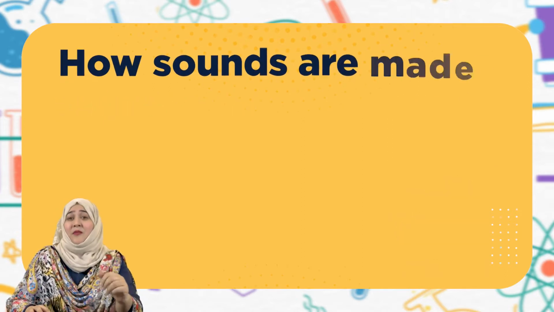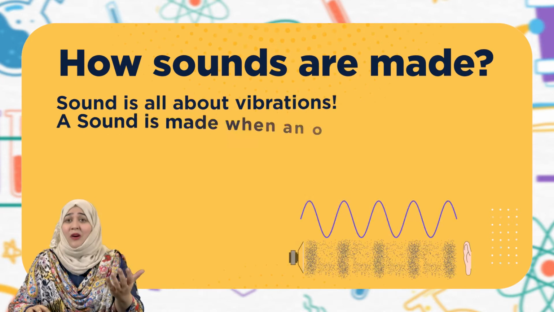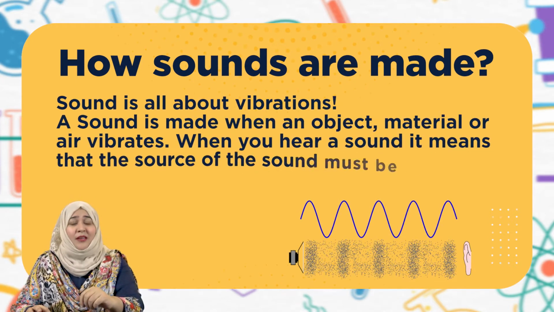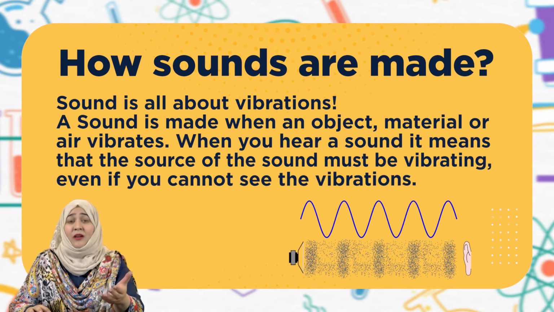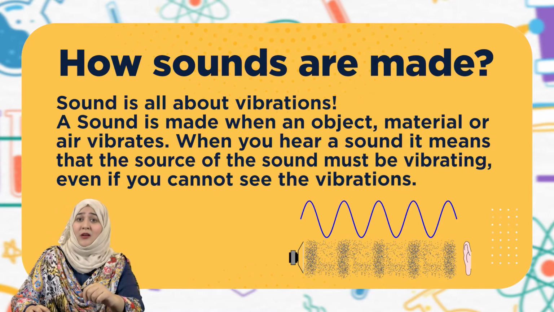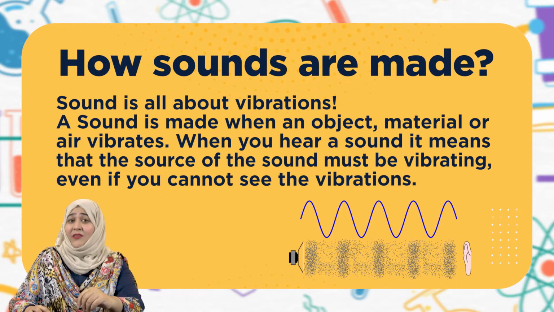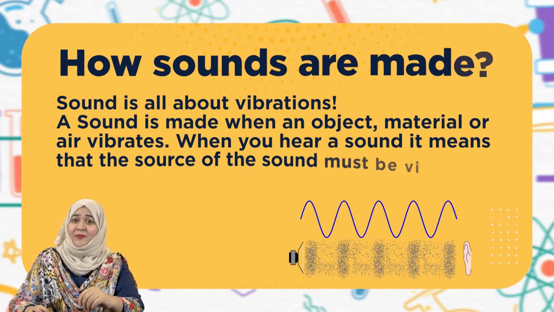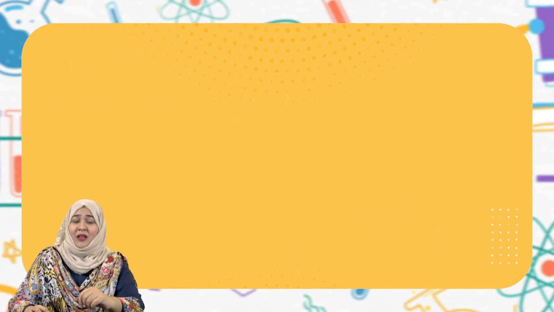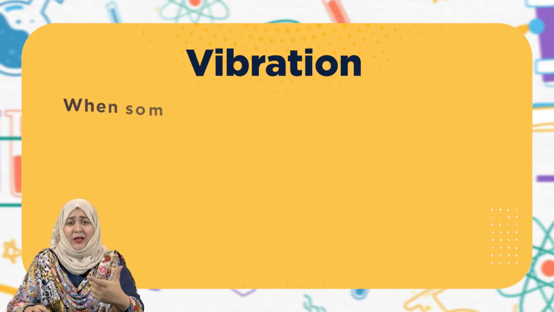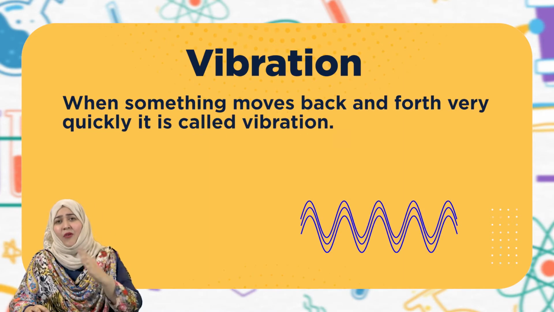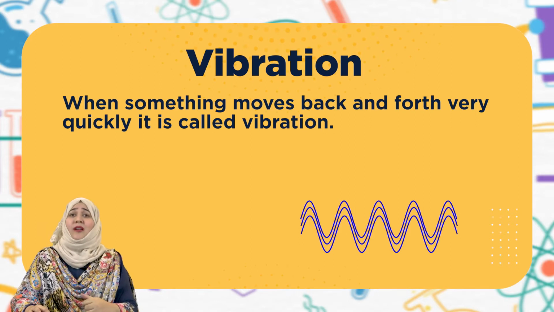Let us see how sounds are made. Sound is all about vibrations. A sound is made when an object, material, or air vibrates. When you hear a sound, it means that the source of sound must be vibrating, even if you cannot see the vibrations. What is vibration? Well, when something moves back and forth very quickly, it's called vibration.